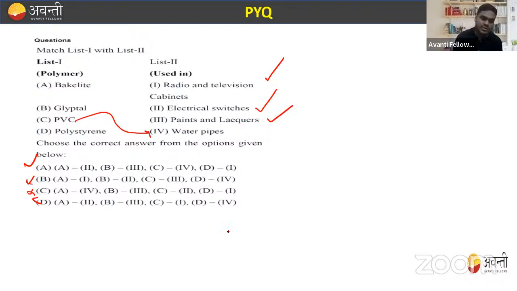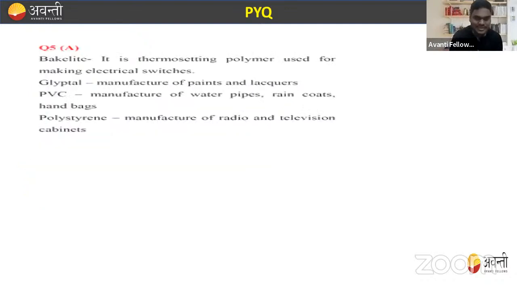So they are basically used in paint. This one is also very important. Bakelite is used for big electrical switches. Glyptal is used for making paints, PVC is used in water pipes, and polystyrene is used in radio and television cables. So the correct option is D, right?